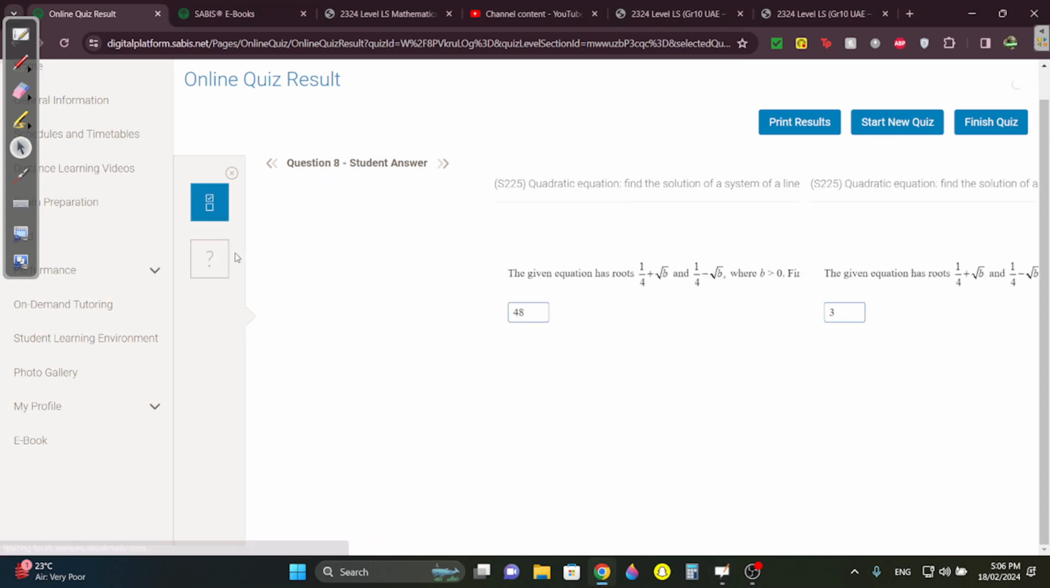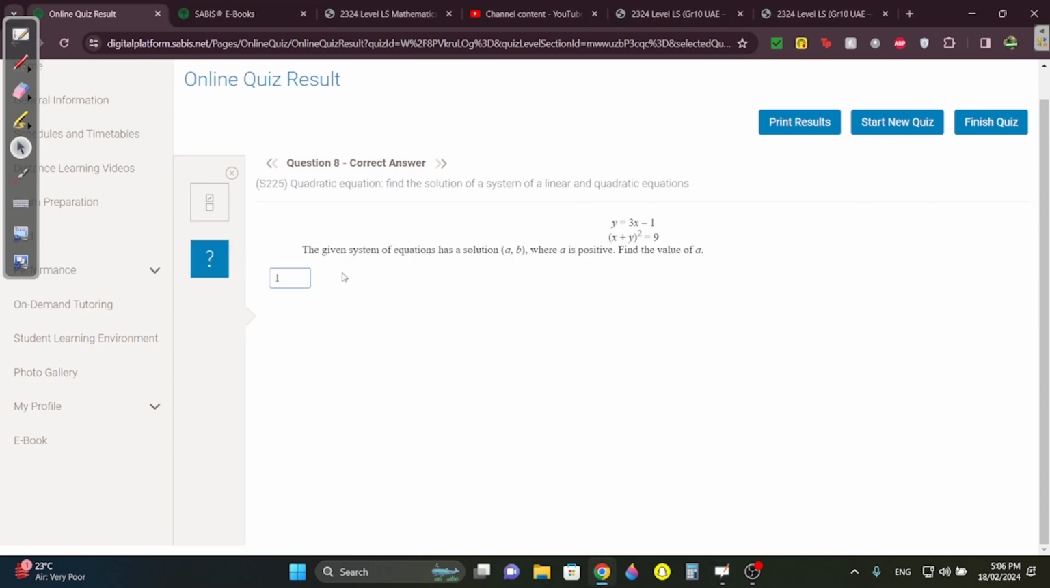Question 8. Okay, the system of equations has a solution a comma b where a is positive. Find the value of a. Okay, when we say it has a solution, that means we need to solve both of these equations. Okay, they want a. A is the x coordinate, so we want to find x, right?